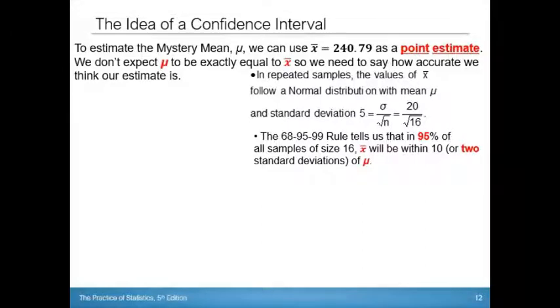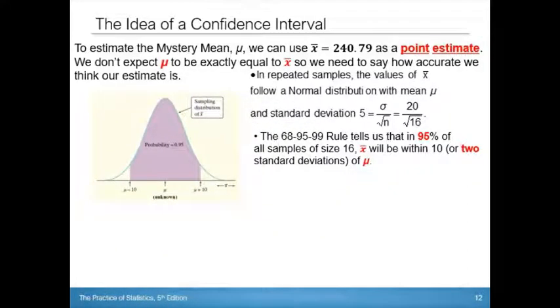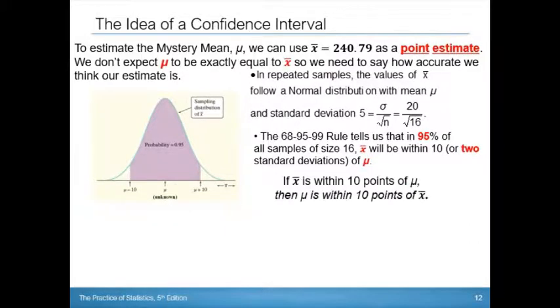All right, so right at this point, we're just going to use sort of a rule of thumb. We're going to use our empirical rule. Remember, 1, 2, or 3 standard deviations from the mean. So the 95% means 95% of all samples of size 16, right? That tells us the X bar will be within plus or minus 10, or 2 standard deviations, from the mean. So if we look here, we have the mean plus or minus 10, but the problem is we don't really know the mean, do we? We know X bar. So if X bar is within 10 points of mu, that also means that mu is within 10 points of X bar.